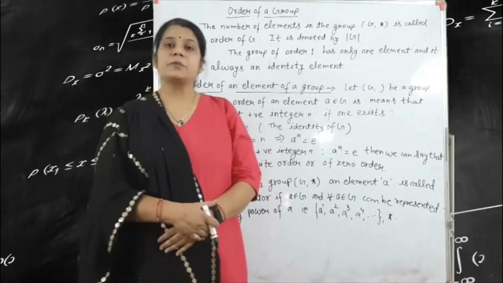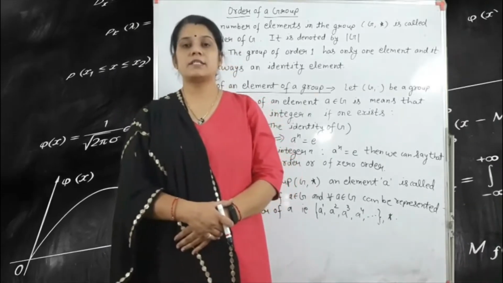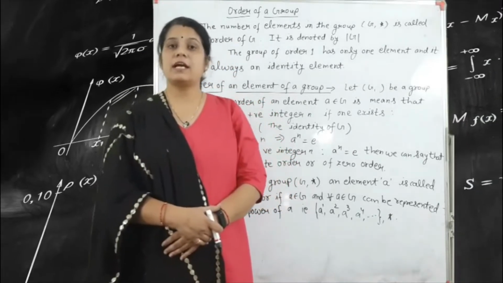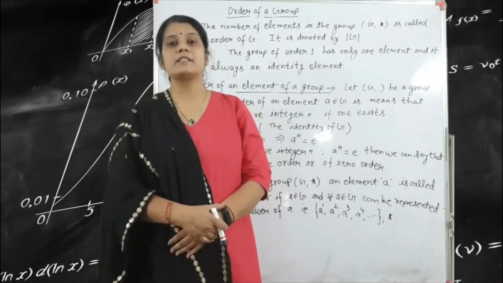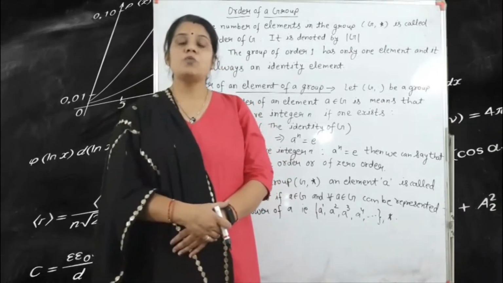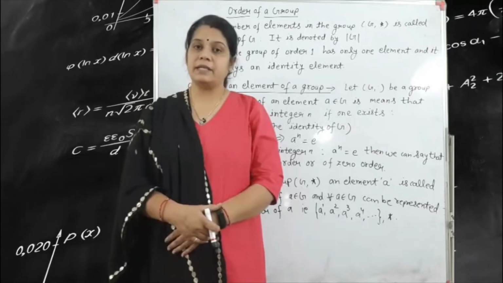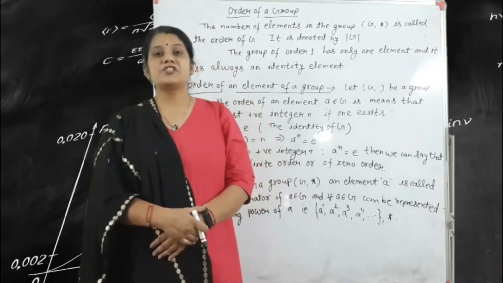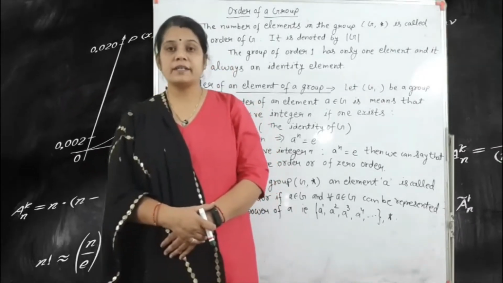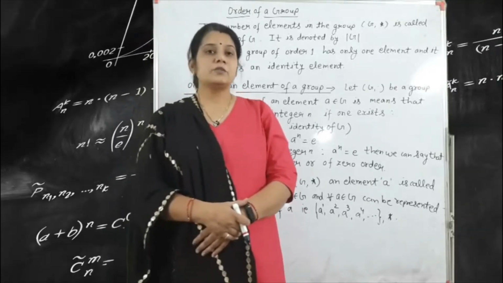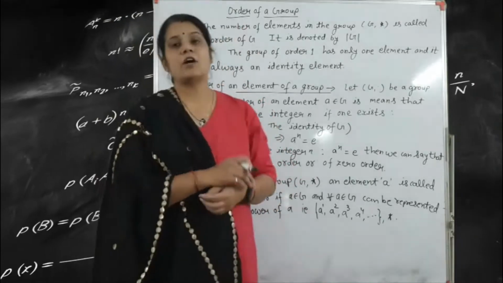Good morning everyone. Today I am going to tackle the lecture of discrete mathematics, chapter number 4, algebraic structure. We have already seen in our previous lecture how we find the group and the abelian group, and the definition of the semigroup and monoid. So our today's topic is the order of a group.